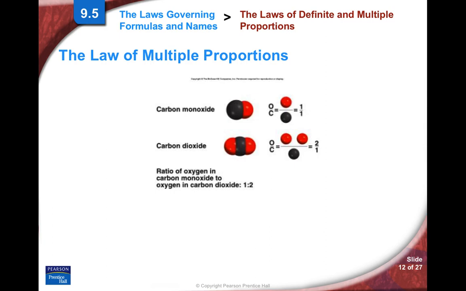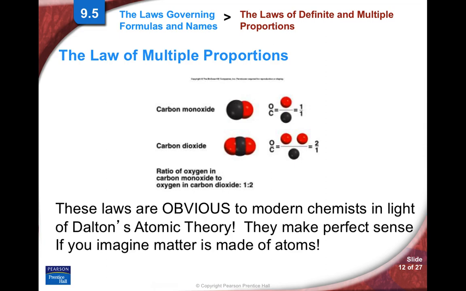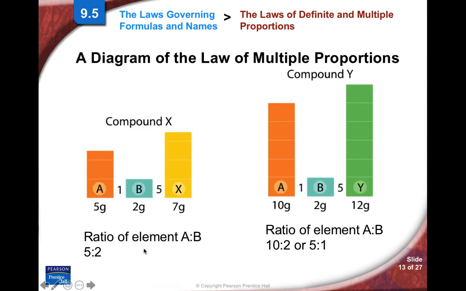The law of multiple proportions, of course, was also worked out with carbon monoxide and carbon dioxide. Today, it's super obvious to us that this is the case. Of course, it makes sense if you already have the concept of atoms. At Dalton's time and Proust's time, it wasn't quite that obvious.